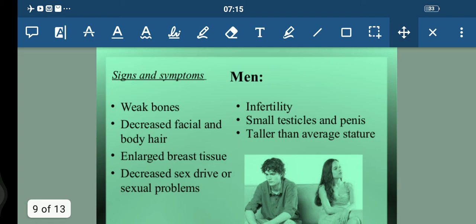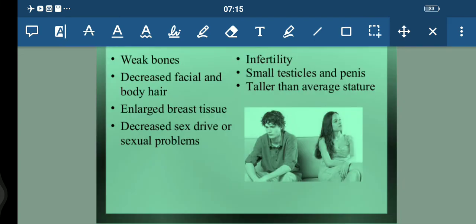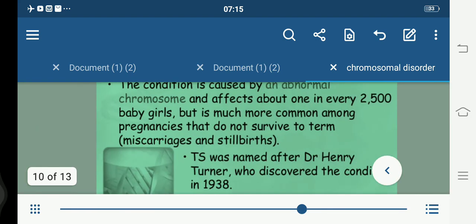These are some of the symptoms, students, like weak bones, decreased facial and body hair, enlarged breast tissue, decreased sex drive or sexual problems. In men, it may lead to infertility and taller than average stature. So these are some of the symptoms of this disease.